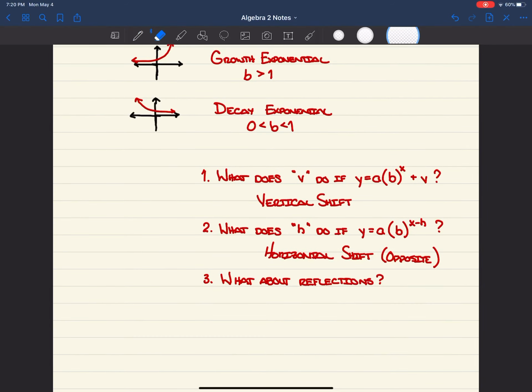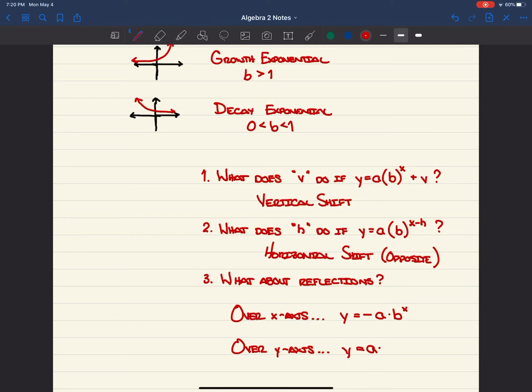And then if we talk about reflections, we really have a couple of choices. If we want to reflect over the x-axis, it's going to be y equals negative a times b to the power of x. If we want to reflect over the y-axis, we need to make the x value negative, so it'd be y equals a times b to the negative x power. So just to review some of the transformations we've done so far this year.